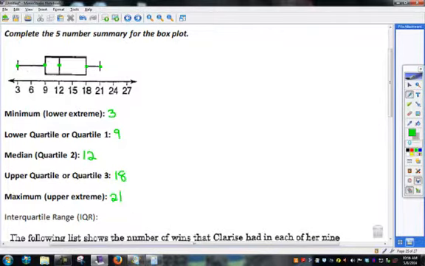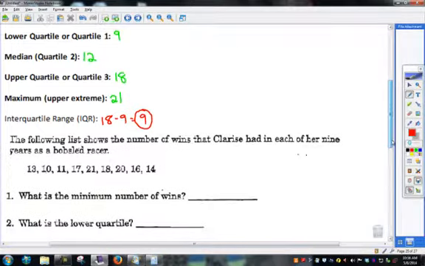Okay? And then remember, the interquartile range is the difference between Q3 and Q1. In other words, how far does the box span? How long is it? It's going to be 18 minus 9, Q3 minus Q1, which is 9. Okay? So there's your 5-number summary. That relates directly to the box plot.